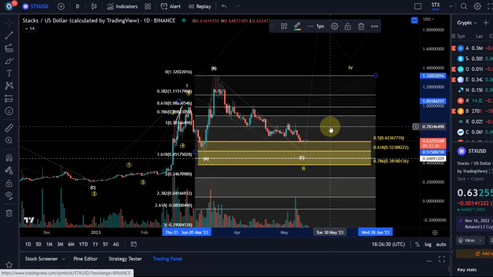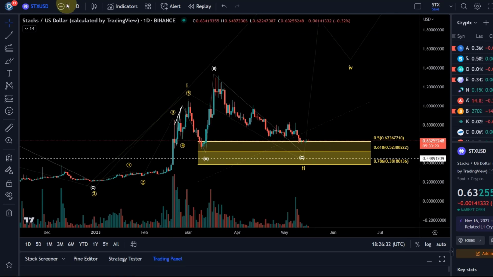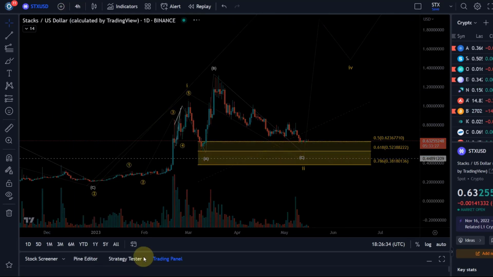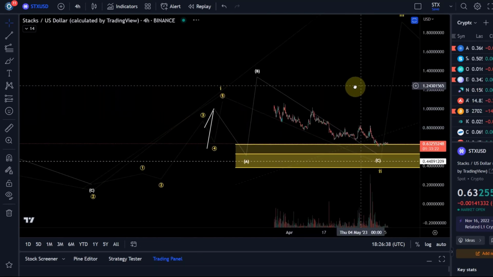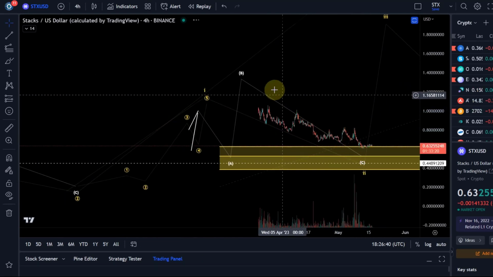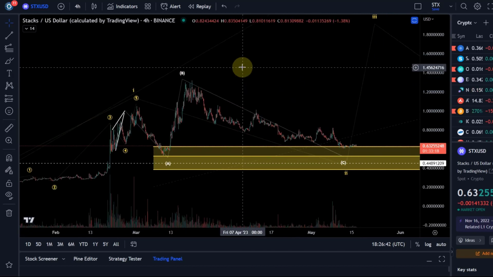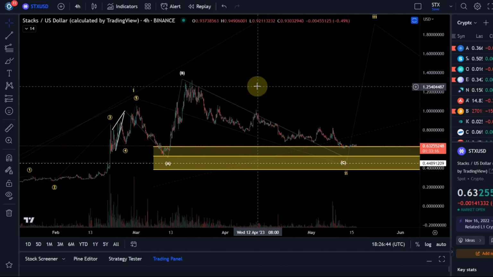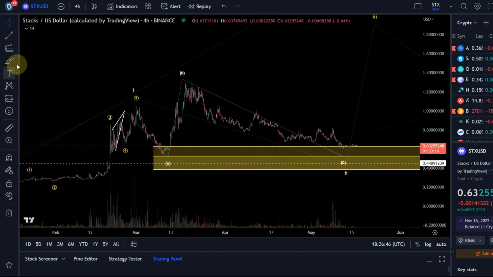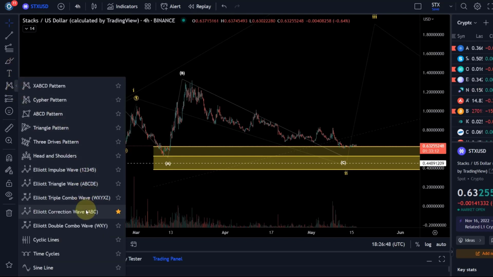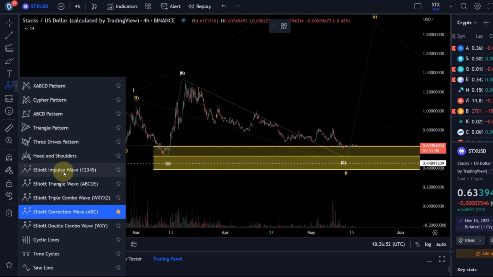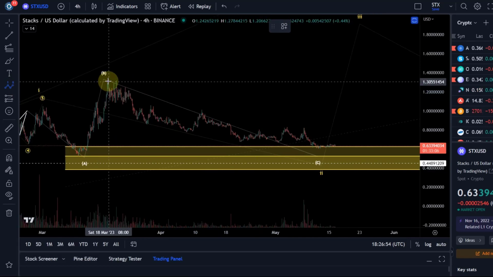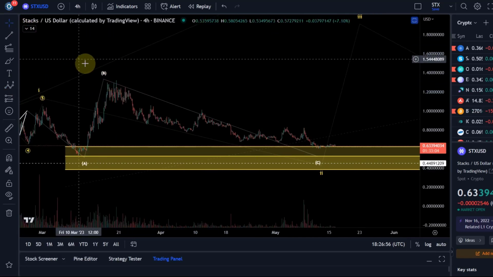Well, and how would the C wave work out? Let's go to the 4-hour chart to identify how the C wave could be labeled. Because if it's an ending diagonal, we're dealing with corrective subwaves. So if we have that C wave, we're looking for a 5-wave move, and each of the waves within that corrective move is a corrective structure.